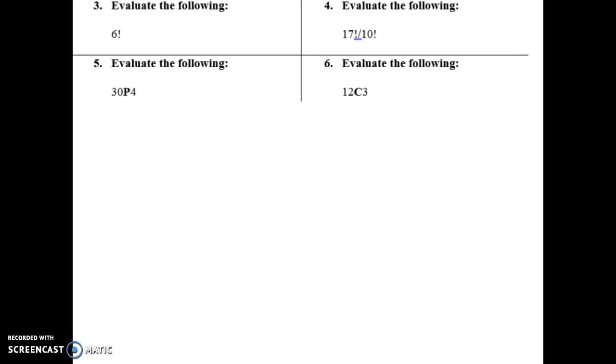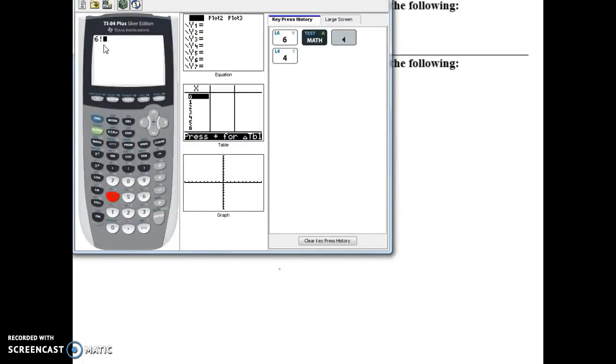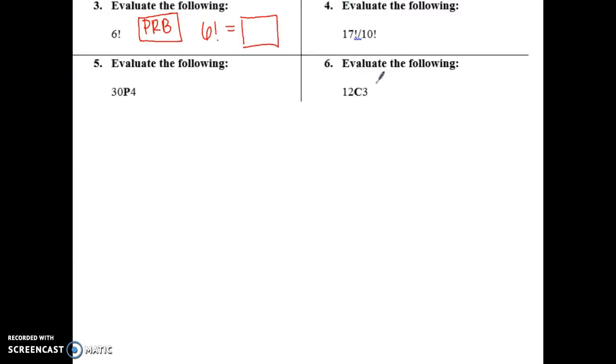For numbers 3 and 4, super easy, just 6 factorial. Reminder, there is a button that does this for us on the calculator. It is the PRB button. It is close to that second button. So PRB, just 6 factorial, and you should get your answer. Obviously, we don't have the same calculators, but this is what your screen should look like right before you click enter. For number 4, just reminder, let's just put these in parentheses just to be safe. You don't have to, but in case you really want to, you can go ahead and just do that.